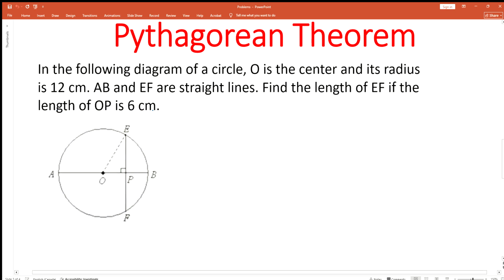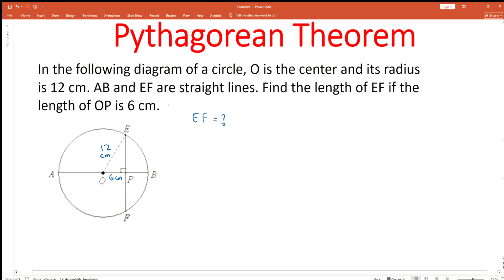Let's start by analyzing the given diagram. We have to find the length of EF. As per the problem, the radius of the circle is 12 centimeters. In the given diagram, line segment OE represents the radius of the circle. So this is 12 centimeters long. We are also given that OP is 6 centimeters. We have to find the length of EF.